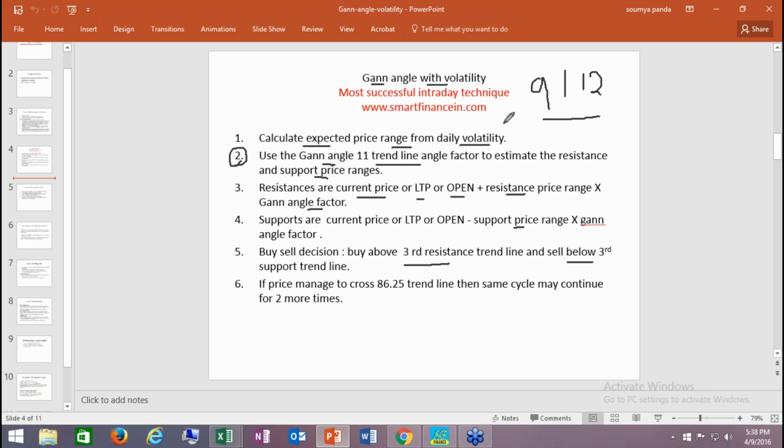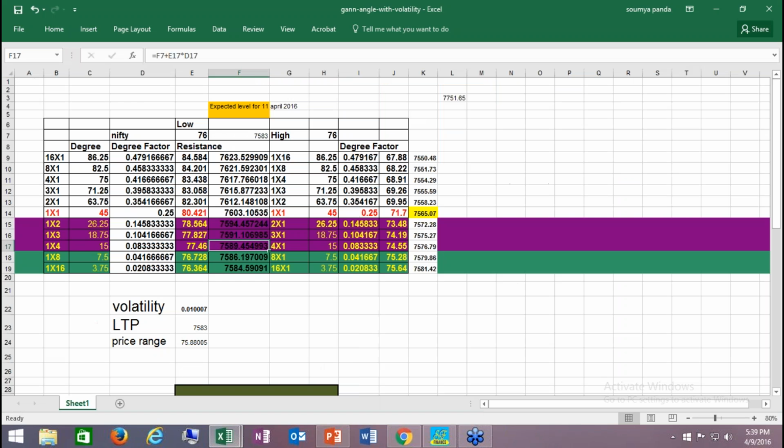And once these 11 trend lines are crossed over, one cycle is completed, then you have to go for the second cycle. The second cycle, you have to start from where you ended the first cycle. So this is what the Gann angle and volatility principle is. I'm going to demonstrate that same thing with an Excel program. I am also going to demonstrate the backtesting report of this particular method.